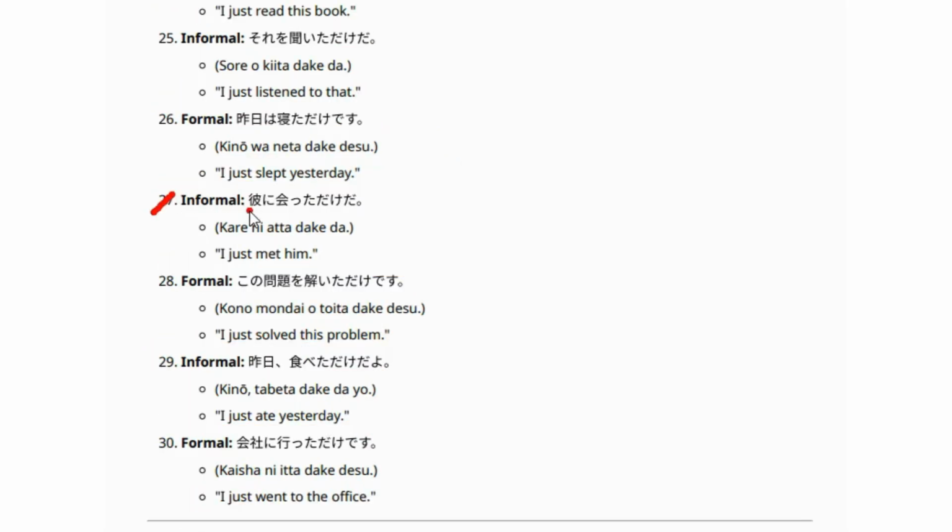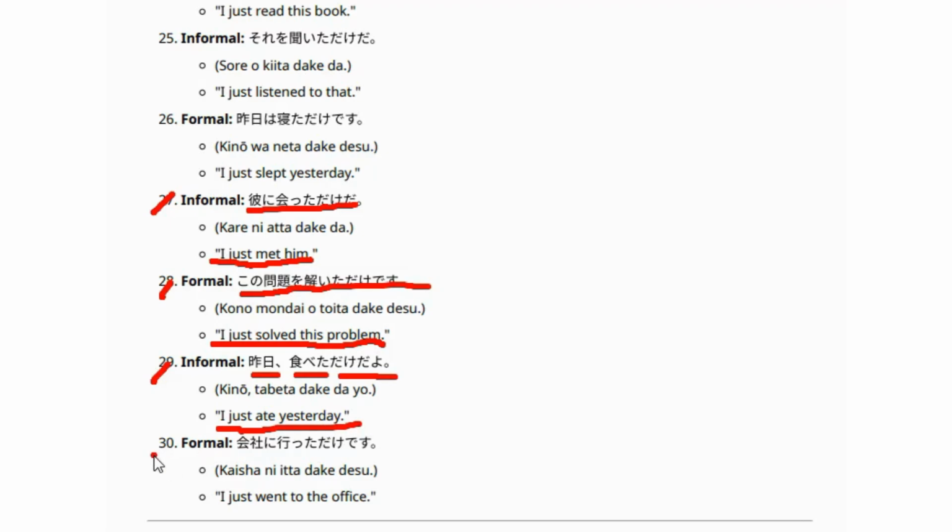The next one is kare ni atta dake da, which means I just met him. The next is kono mondai o toita dake da, which means I just solved this problem. The next is kinou tabeta dake da yo, which means I just ate yesterday. The last one is kaisha ni itta dake desu, which means I just went to the office.